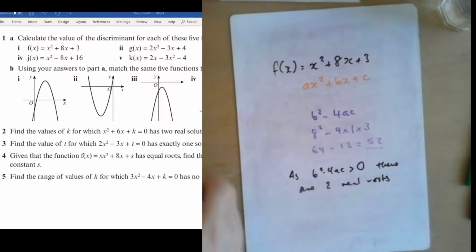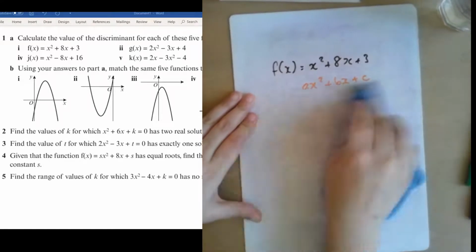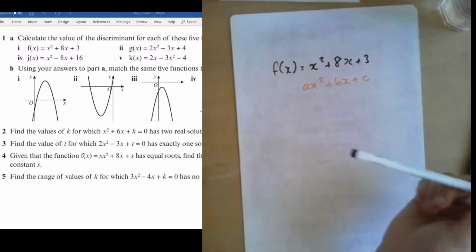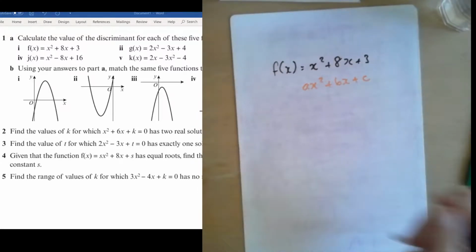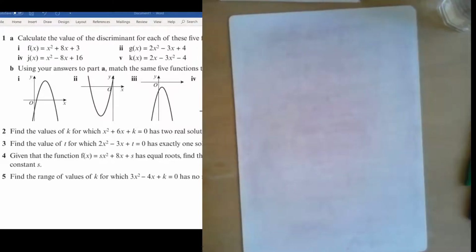Does that make sense? Okay, so I've done that one. You guys can do the rest. It's fine. And then one down here. Let's try one of these. Oh, I didn't rub everything out. Okay, so it says find the values of k for which blah blah has 2 real solutions. Find the value for t for which has exactly 1 solution.